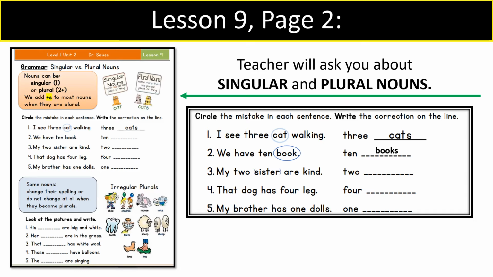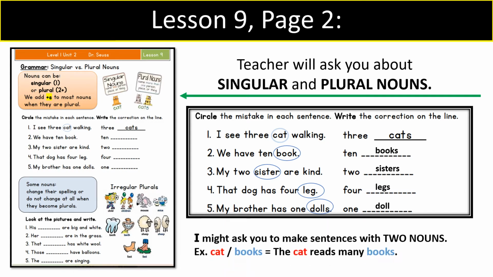Well, 1 sister, 2 sisters. Number 4, that dog has 4 legs. 1, 2, 3, 4 legs. The dog has 4 legs. Number 5, my brother has 1 dolls. Only 1. So we can't have S at the end. It's 1 doll. The teacher might ask you to make sentences with 2 nouns.